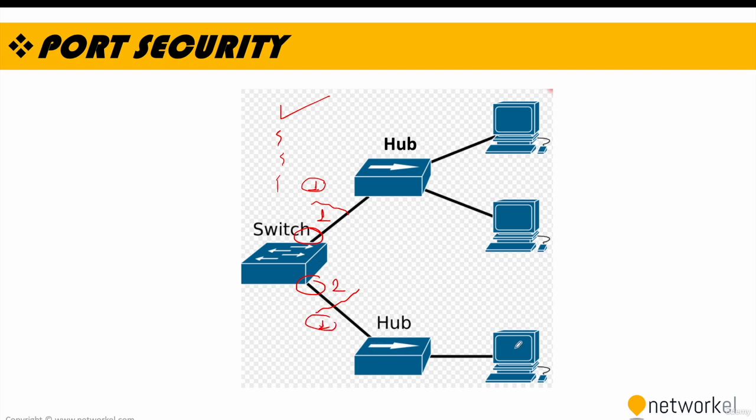So what will happen? On this port there is just one MAC address connected, but from this port the switch will learn basically 2 different MAC addresses, right? So there will be a violation here, and how I will resolve it, here is the answer.